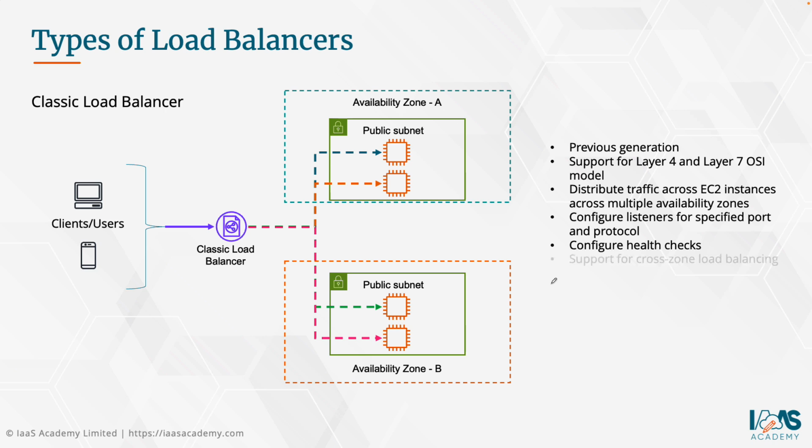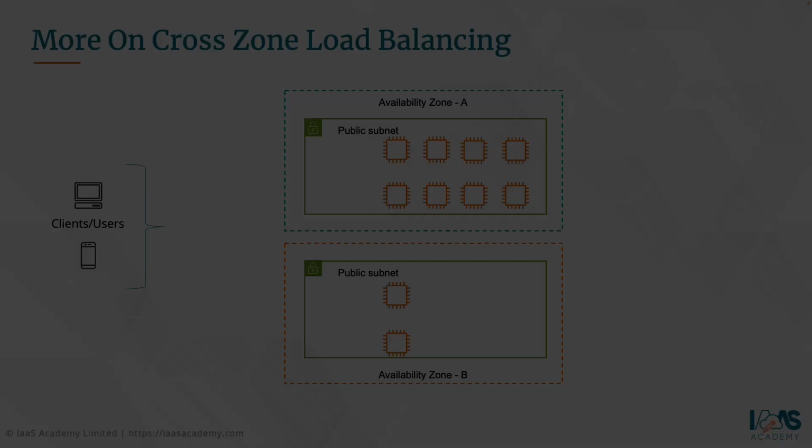Now, load balancers on AWS support cross-zone load balancing, which allows you to evenly distribute traffic across the available resources across those multiple availability zones. Let's take a little bit more of a deep dive look at how cross-zone load balancing works, because I think it's really important to understand this feature.